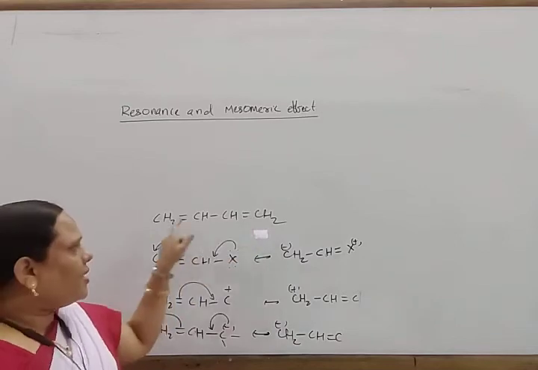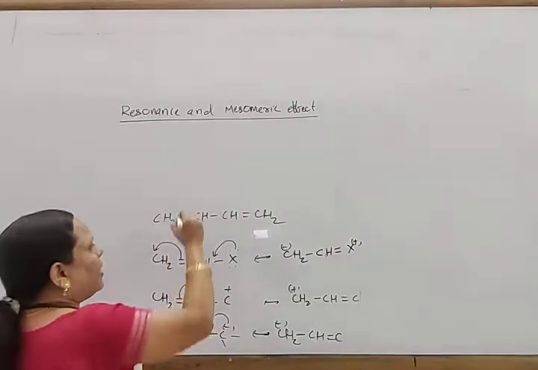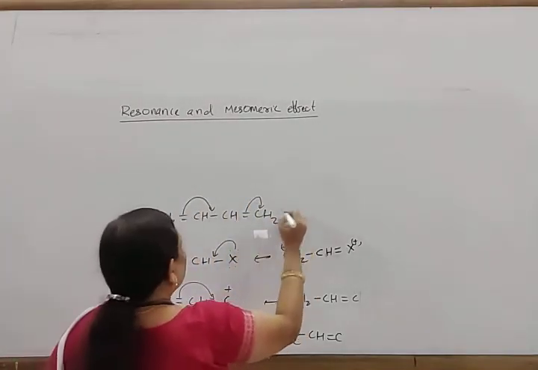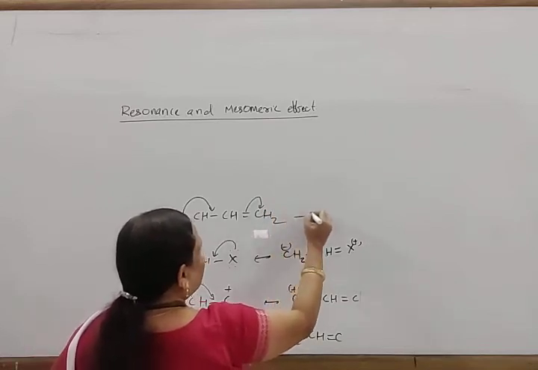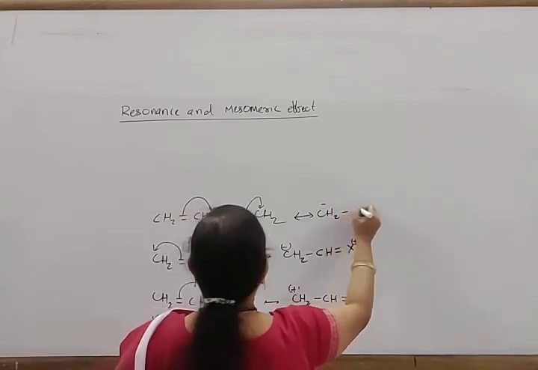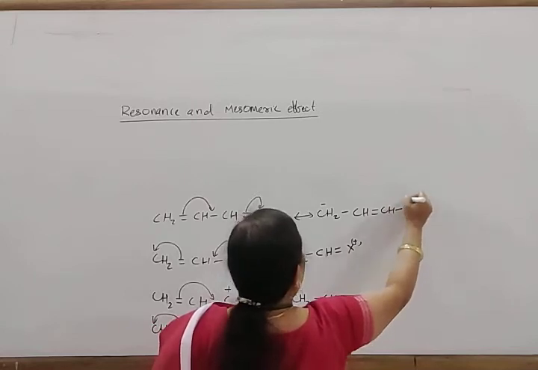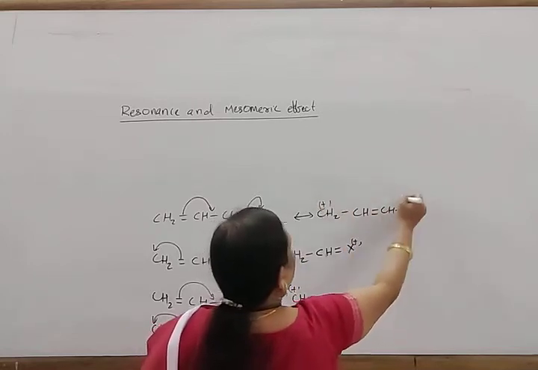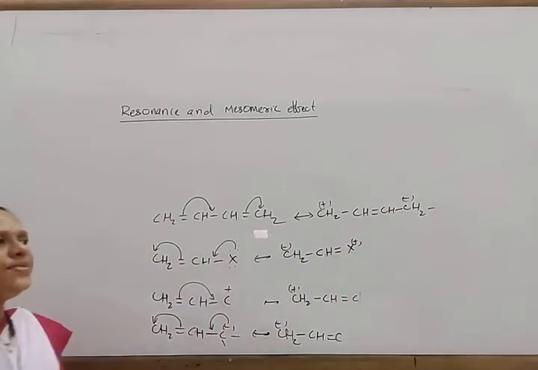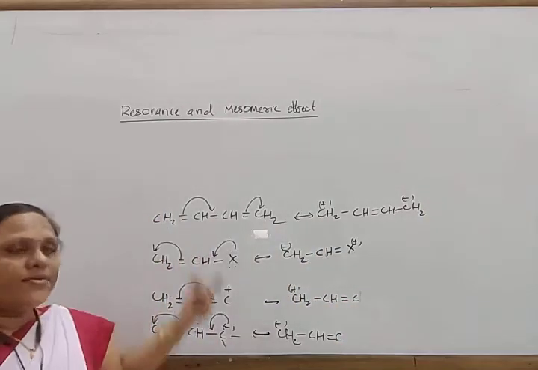And as this is symmetrical, look here, what is present here and here, in any direction you can write the resonance. In this way it comes here and it comes here. So the resonating structure is CH2 minus, single bond, CH, double bond, CH, single bond, CH, here plus and here minus. So in this way we can write the resonating structures of different molecules.